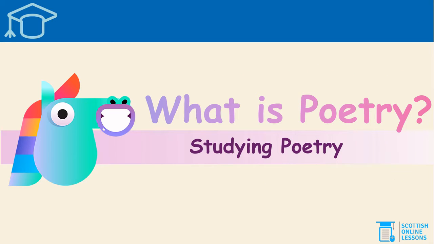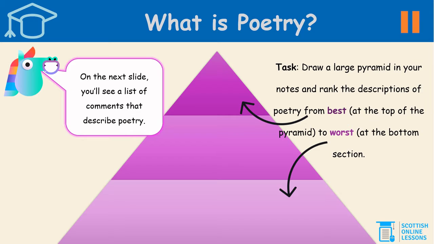To start, it's worth asking ourselves what is poetry, since that's what we're going to be studying in today's lesson. On the next slide, you'll see a list of comments that describe poetry and poems and poets. Your task is to draw a pyramid like the one on the screen and then rank the descriptions of poetry from best at the top to worst at the bottom section.